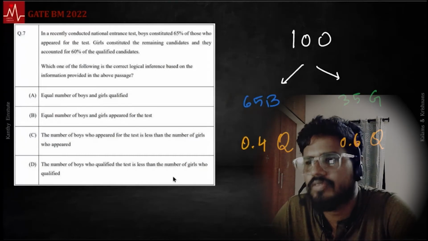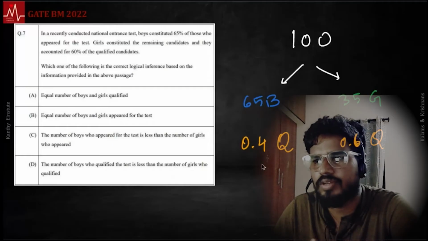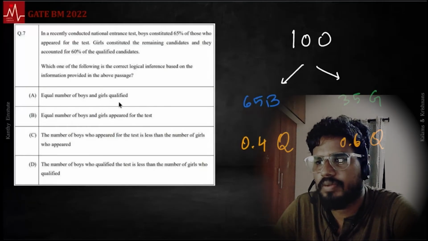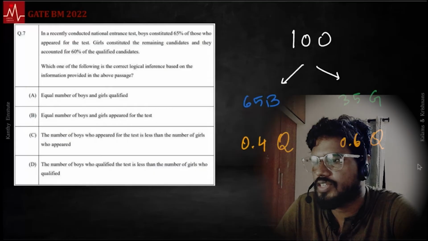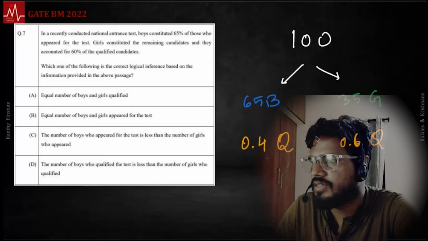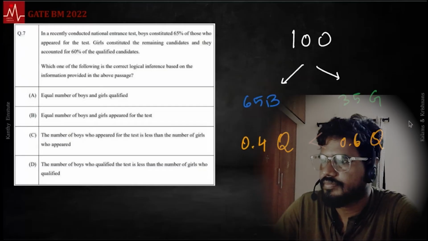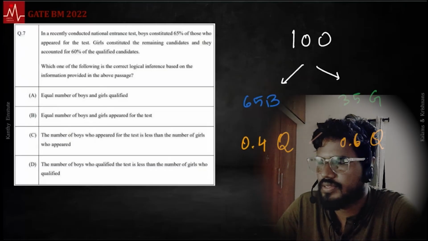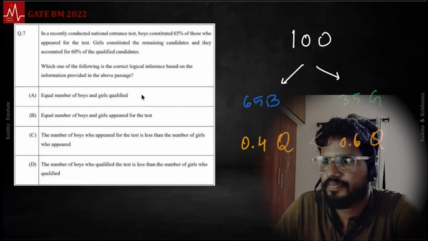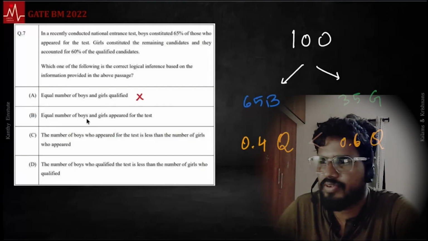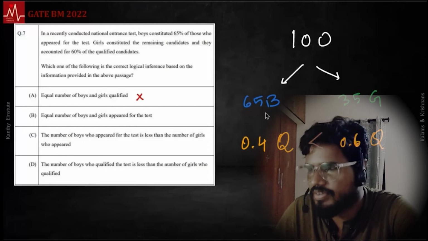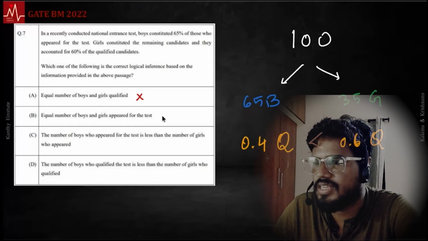What is Q? Which of the following is the correct logical inference? Equal number of qualified and unqualified people? This is not equal. At this stage, I can actually say this is less than, to emphasize that. 0.4 Q is less than 0.6 Q. This is incorrect. Equal number of boys and girls appeared for the test? 65 equals 35?